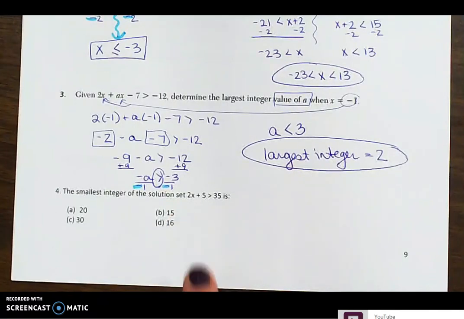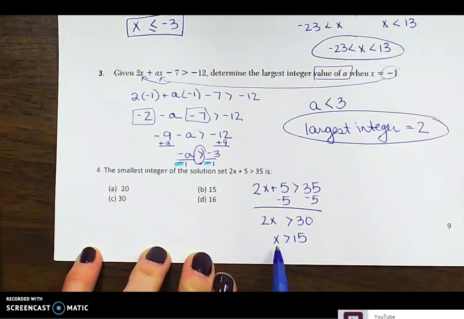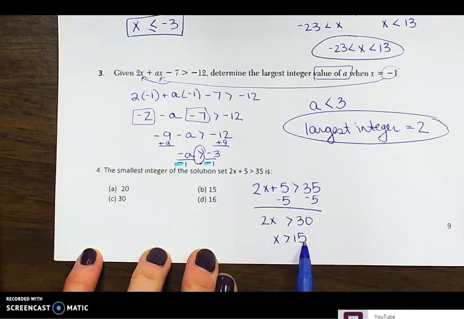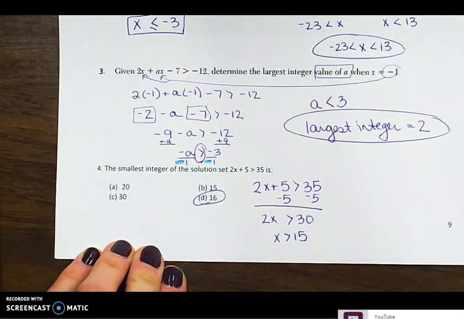All right, now let's go ahead. I'd like you to pause the video and try question 4 on your own. All right, here we go. I got x is greater than 15. If x is greater than 15, it can't be equal to 15. So the smallest integer that it could be is 16.